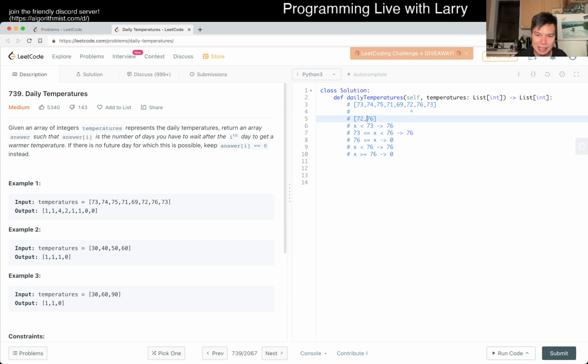Now we want to consider 72 as a possible answer. Well, we do the same thing, right? We have 3 scenarios for the next number, in this case 69, but we'll ignore the 69 for now. So x can be less than 72, and in that case, the answer is 72. If x is, wrong notation, if this is x, then the answer is 76. If x is greater than or equal to 76, then the answer is again 0, right?